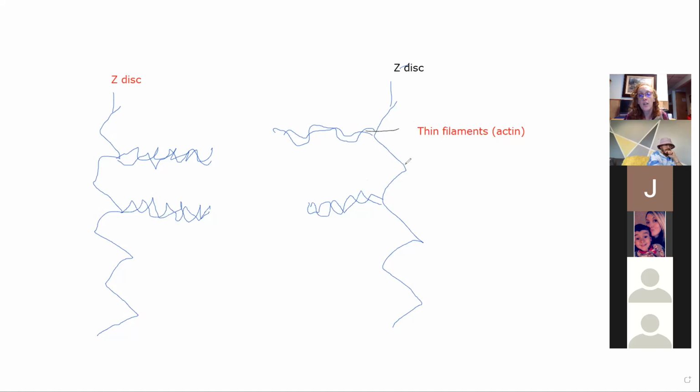And then in the center, I have thick filaments.